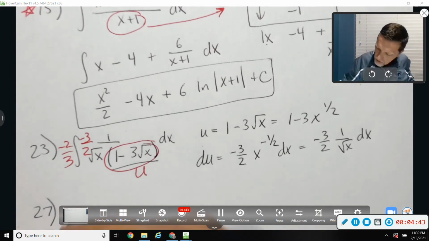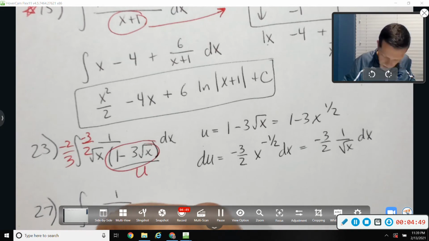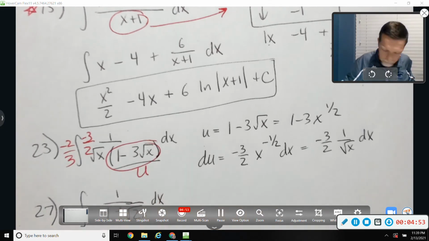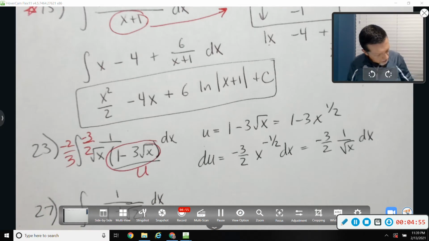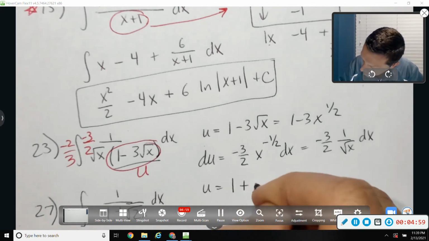27. 27's awful. It gives you a hint. It's not really enough of a hint. Let u be the denominator. Okay, well that's probably what you would have picked, because we're kind of used to that.